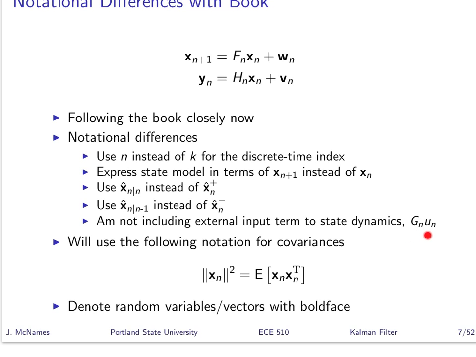As I mentioned, I didn't include the external input term to the state dynamics. You could. Turns out you can also add it to the measurement model, and it doesn't change things a whole lot. It's a pretty small thing to have to do.